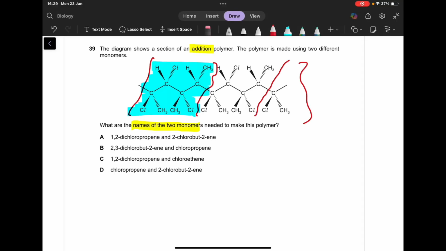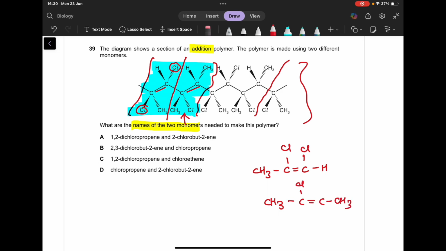So like I said, it's consisting of alkenes, so there'll be a double bond here and a double bond here. For this one, there's a chlorine on one end and the chlorine right next to it. So if we draw this out, we get C, C, C, and we get a Cl here and a Cl here and a H here. And if we look at this one, we get CH3 bonded to C, bonded to Cl, C bonded to CH3, and a H here. This right here is 1,2-dichloropropene. This right here is 2-chlorobutadiene. So the answer must be A.